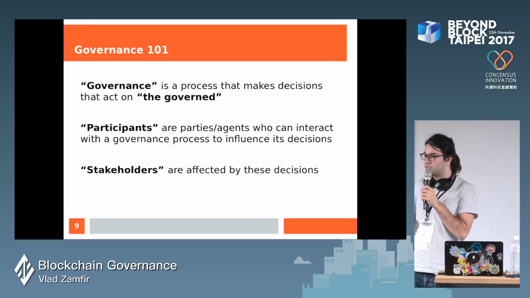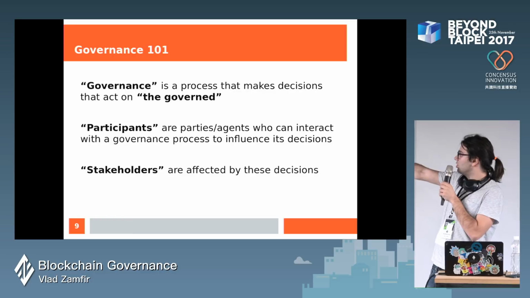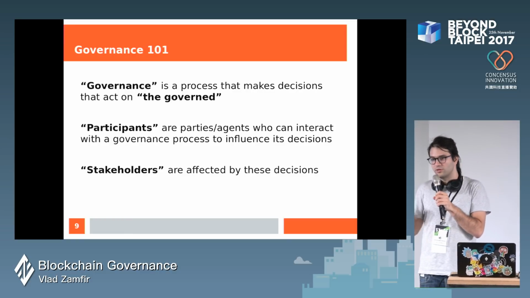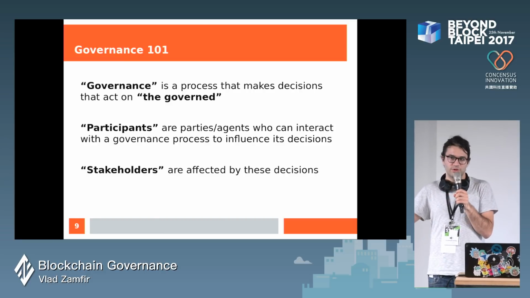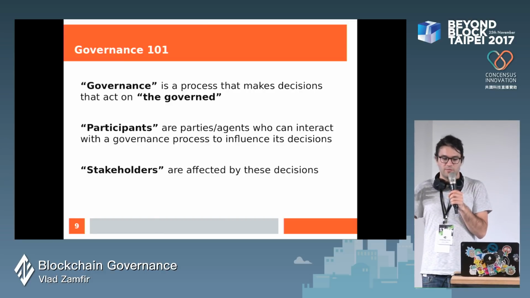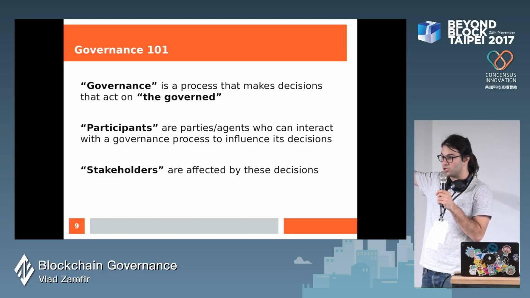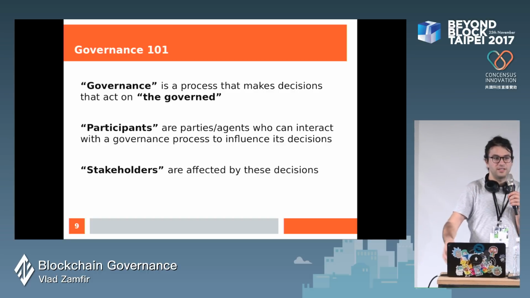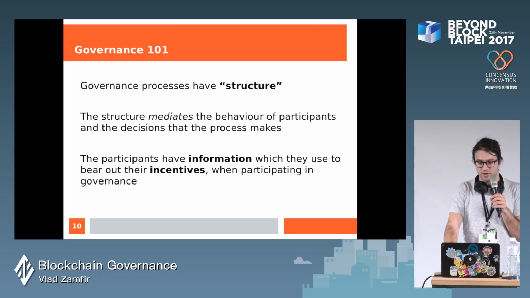It basically mediates between participants who make decisions, who interact with the governance process so that the process will eventually make a decision, right? So the government's decisions are going to be a function of the participation of these groups of people called participants. And there are these things called stakeholders. Stakeholders are agents who are affected by the governance decisions.